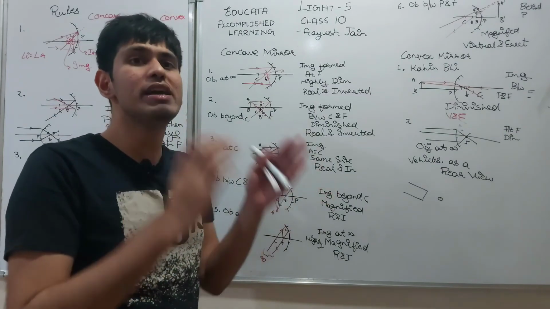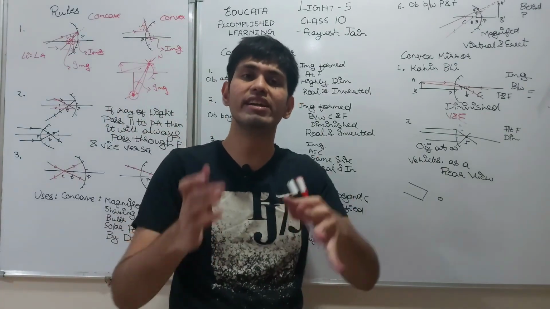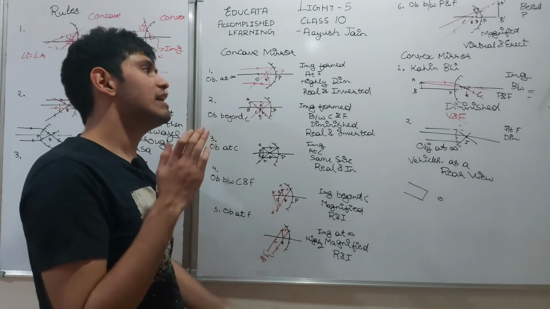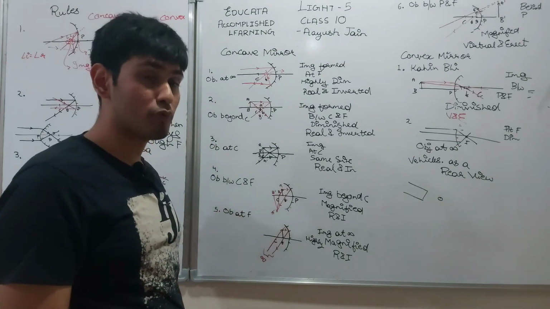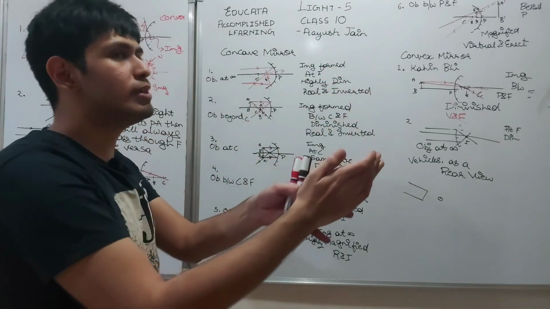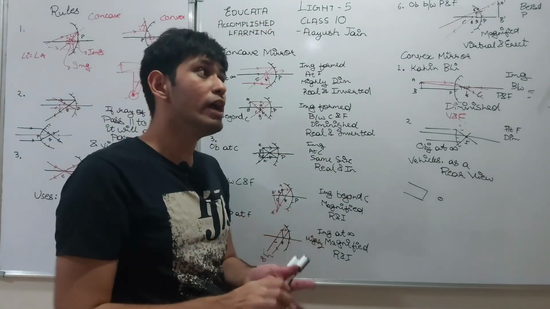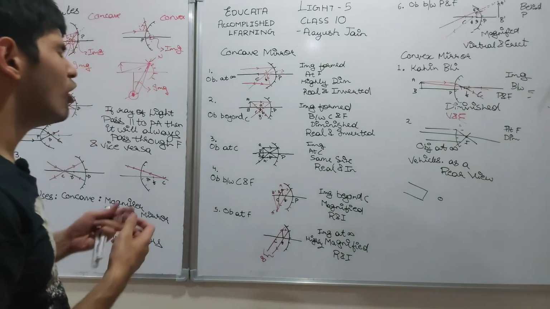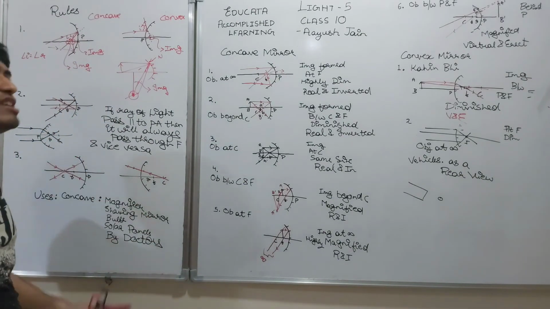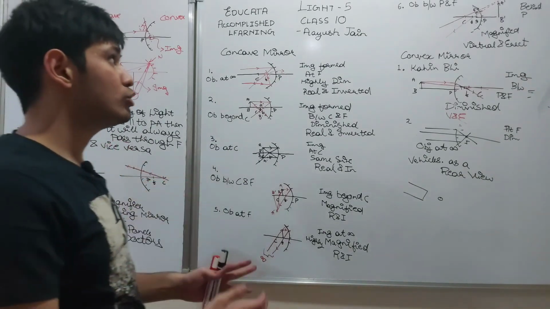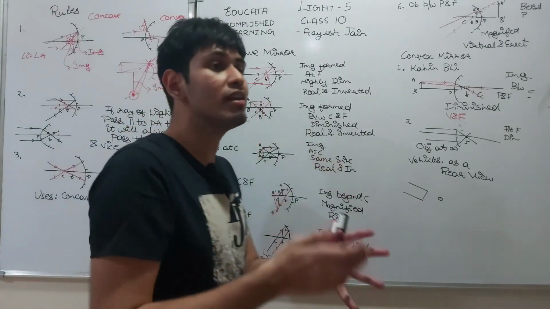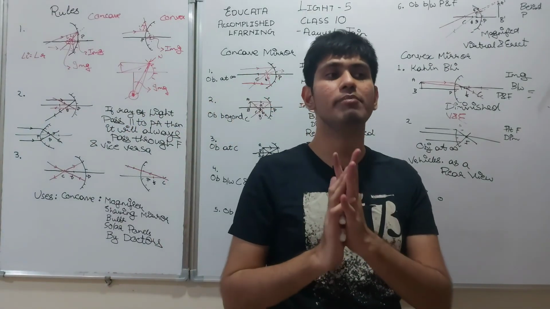That image is always going to be of the size greater than the original size, and in the case of plane mirror the image is going to be of the same size. In the case of convex mirror, the image is going to be of a smaller size. So on the basis of these three differences you can judge whether you are using a concave mirror, a plane mirror, or a convex mirror, and many other things.